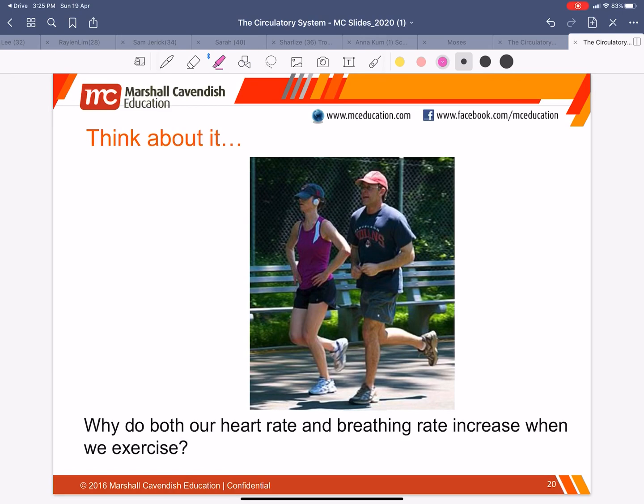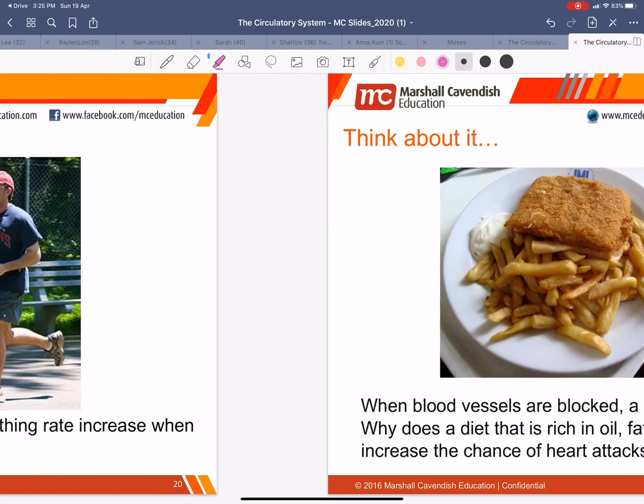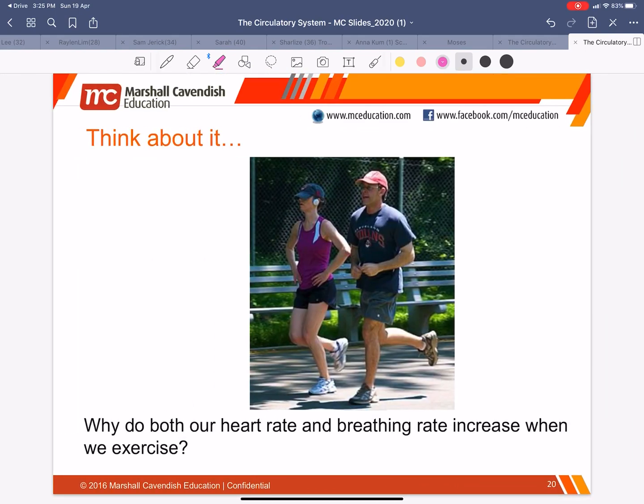Okay, so this question, why do both our heart rate and breathing rate increase when we exercise? Okay, so this is pretty straightforward actually. Now, remember previously I told you the higher the level of intensity, the higher the rate of heartbeat. Okay, now the reason why that is so, I would like you to think about what is the main driving force behind our activities. What do we need to have, alright, in order to carry out any form of activities?